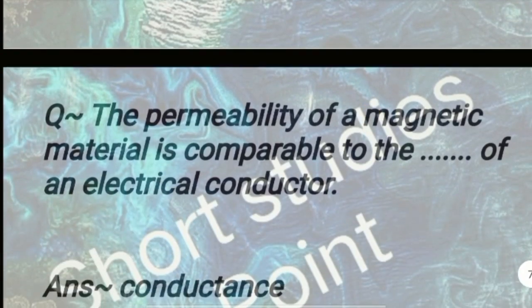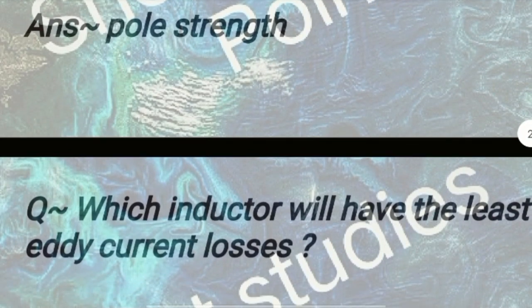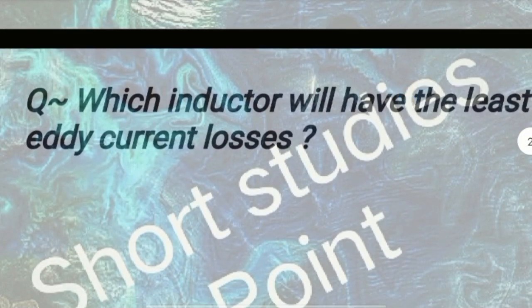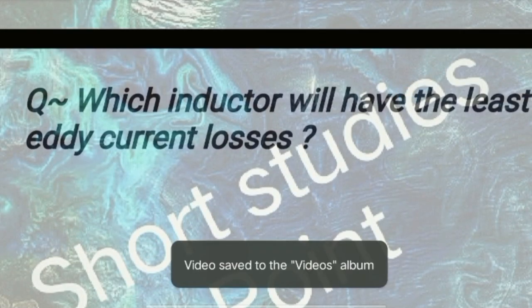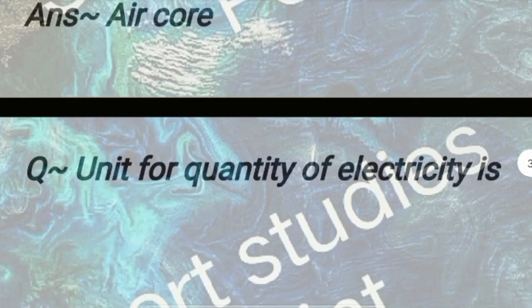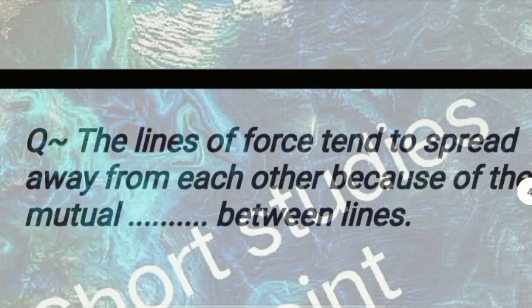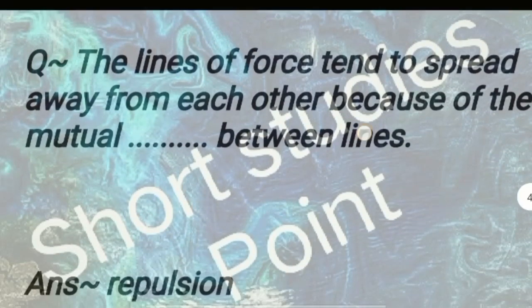Next question: the permeability of a magnetic material is comparable to the dash of an electrical conductor. Answer: conductance. Question: the unit of flux is the same as that of? Answer: pole strength. Next question: which inductor will have the least eddy current losses? Answer: air core. Next question: unit of quantity of electricity is? Answer: coulomb.